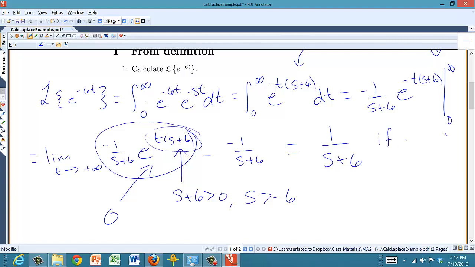So this Laplace transform is defined. It has a value for all s's bigger than negative 6. For all other s's, this Laplace transform is not defined.